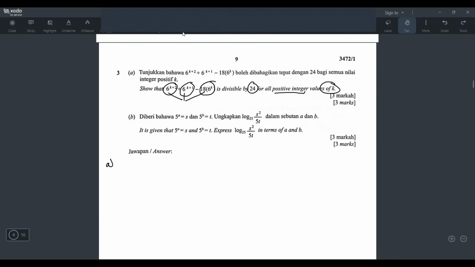All right, because you learn about the law of indices. If I have a power m times a power n, you can merge them together, become a power m plus n.